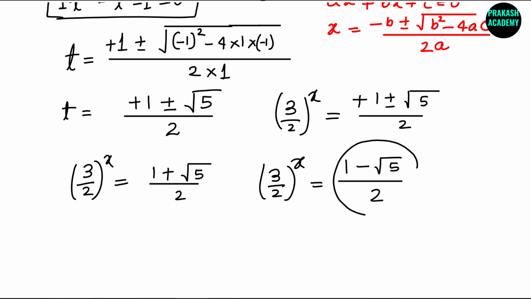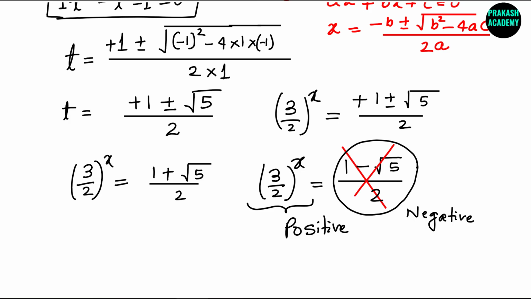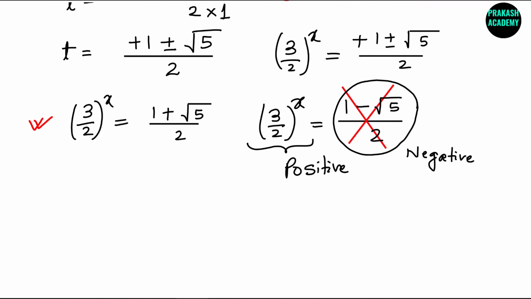But this value is a negative value. But this is a positive value. For any x, this will be a positive value. So a negative number and a positive number cannot be equal. This means this is not a solution. So this solution is not accepted. So any solution I get from this equation only will be accepted.